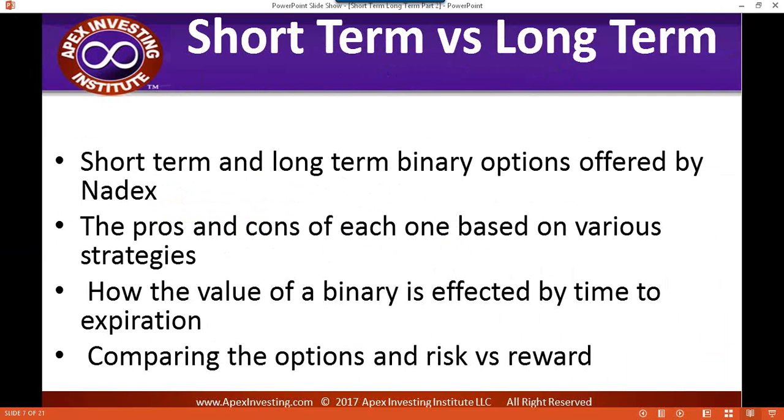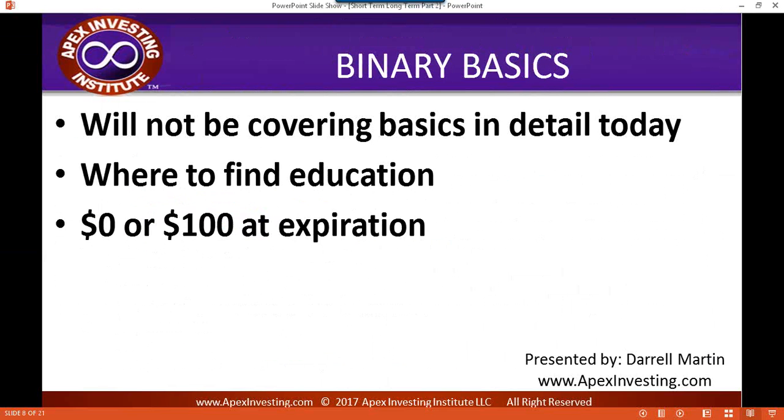So today, short-term versus long-term. I'm just going to talk a little bit about all the different binary options offered by Nadex, some of the pros and cons of each, how the values of short-term versus long-term binaries move, and compare some different options. We're not going to be covering some of the basics I showed you, which you can find in the webinar archives.